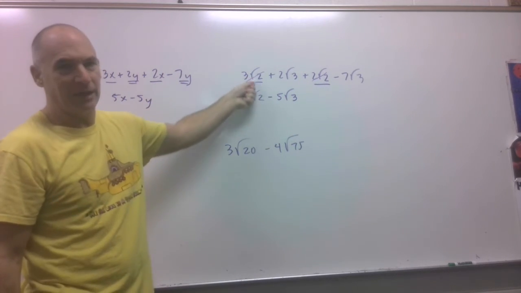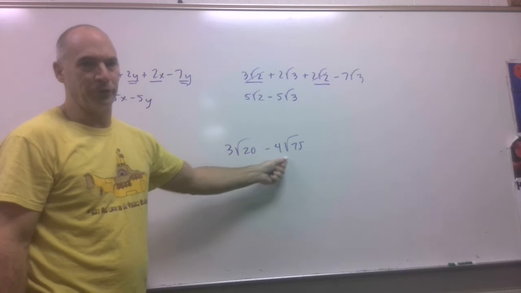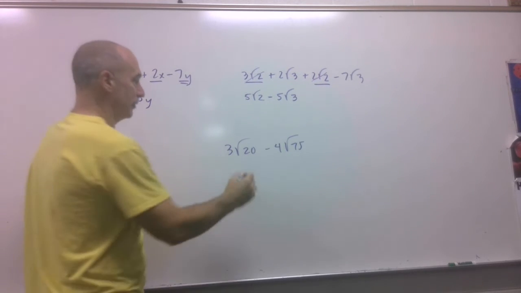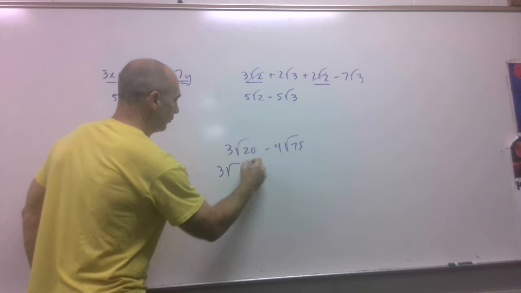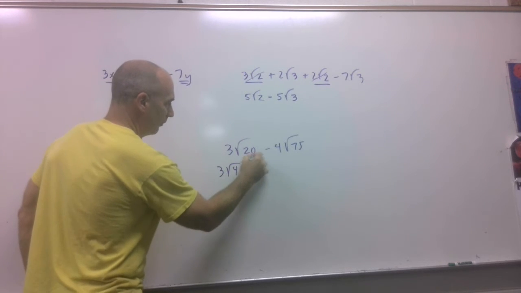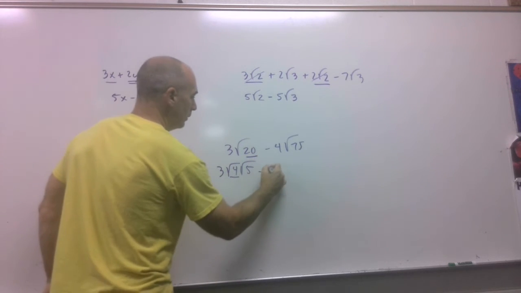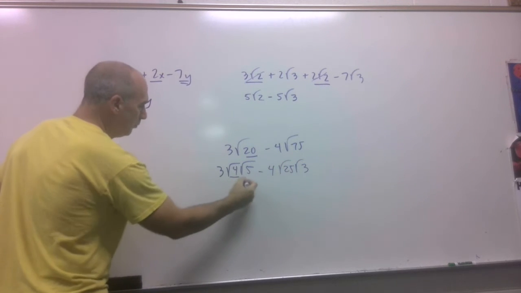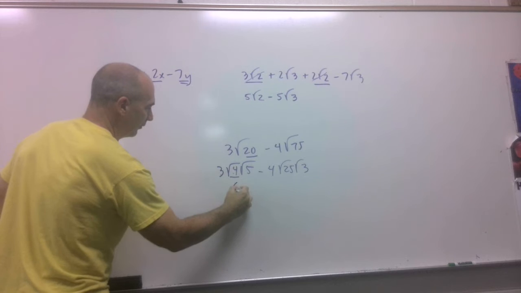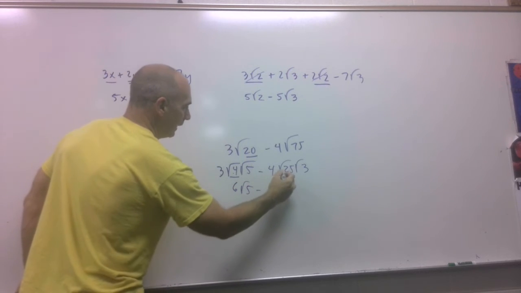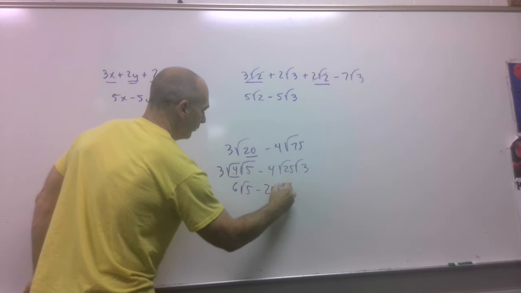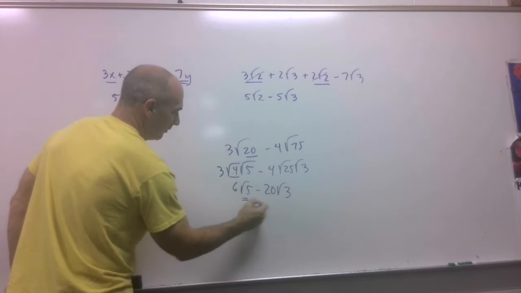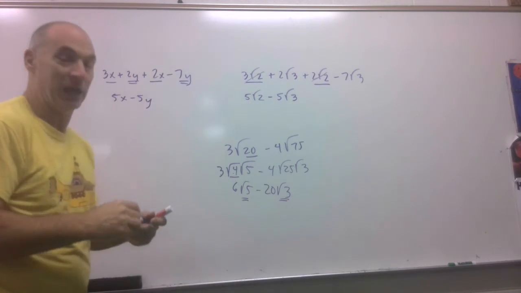Now we got to apply this concept to these. Now you're like, well, those aren't like terms. You're right, but remember, we break down these square roots like so. The biggest perfect square root, and then 75 is 25 and 3. Here we'd have 3 times 2, which is 6 square root of 5, and 4 times 5 is 20 square root of 3. And because these are not the same, you're done.